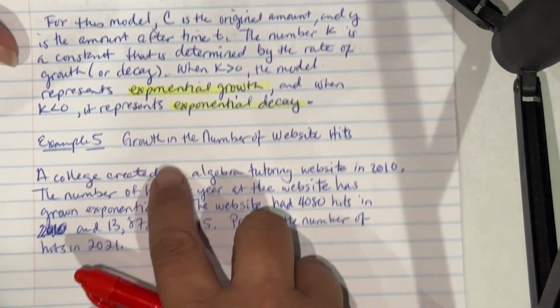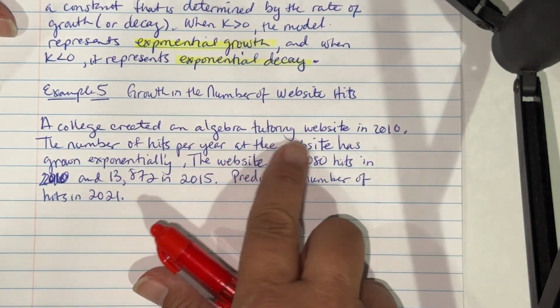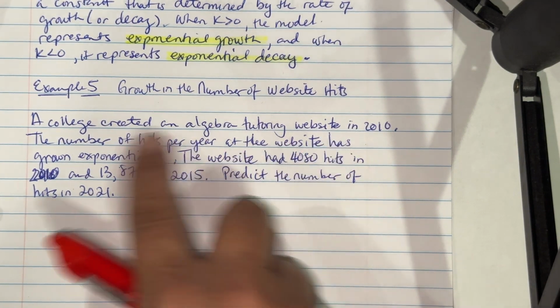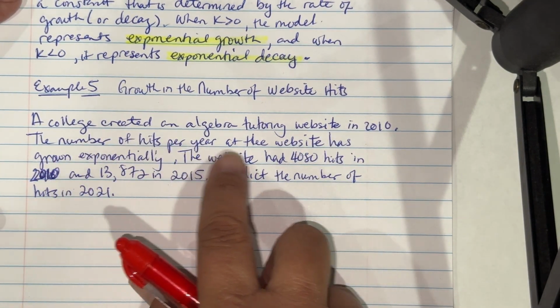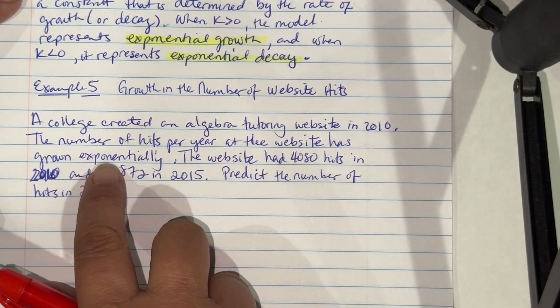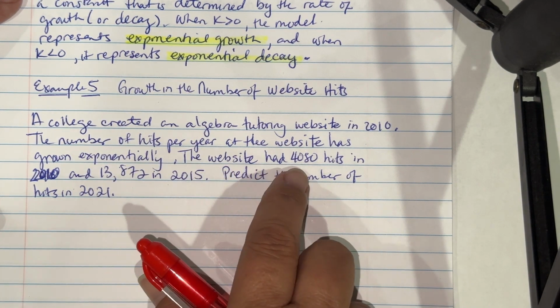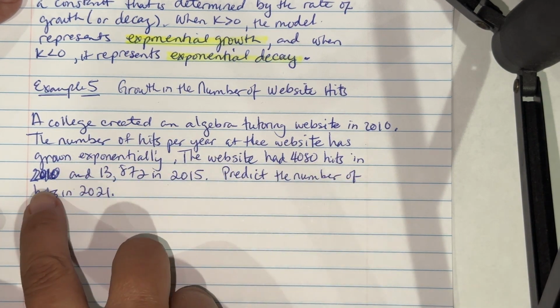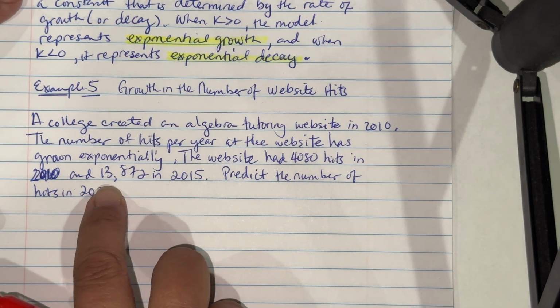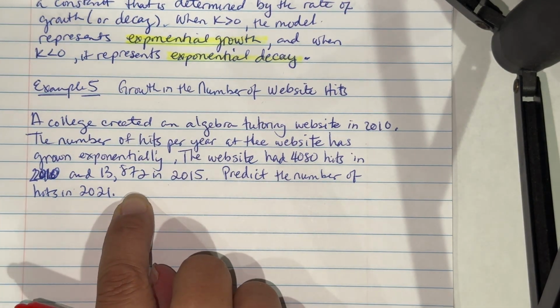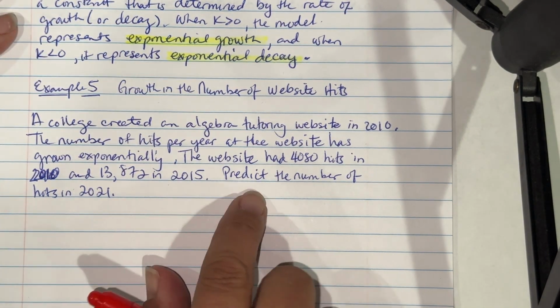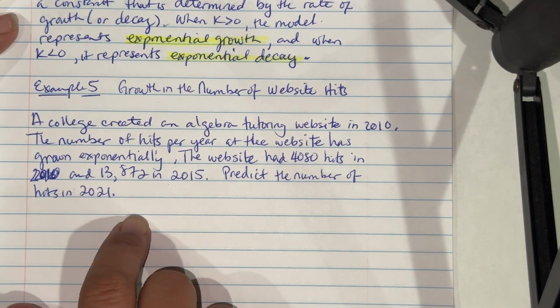In example 5, it says, a college created an algebra tutoring website in 2010. The number of hits per year at the website has grown exponentially. The website has 4,080 hits in 2010 and 13,872 hits in 2015. It says, predict the number of hits in 2021.